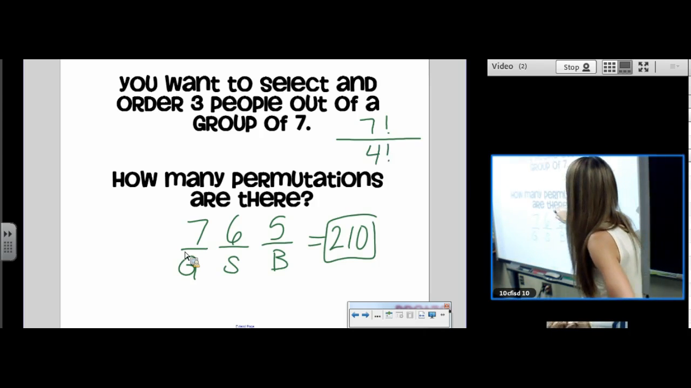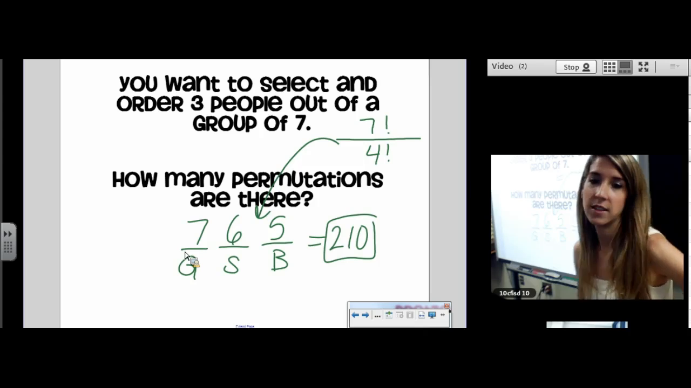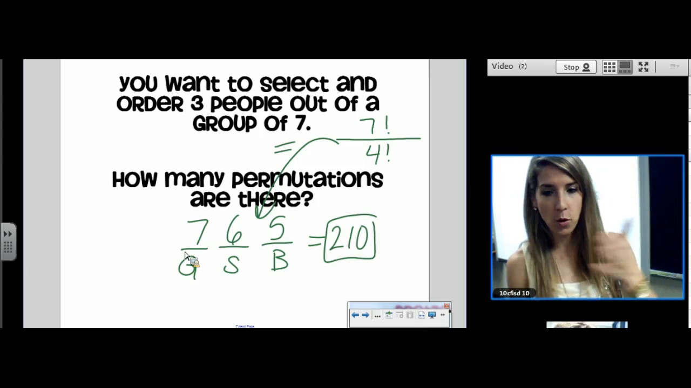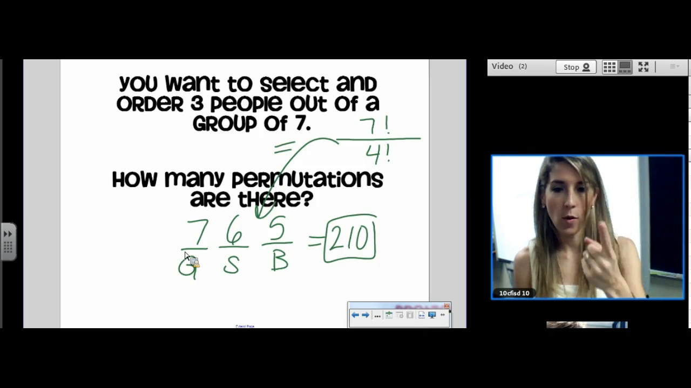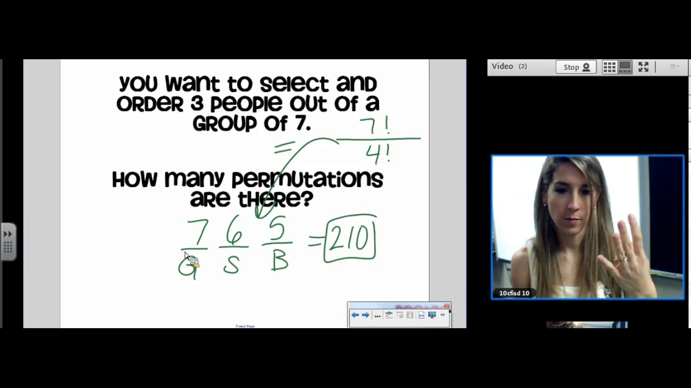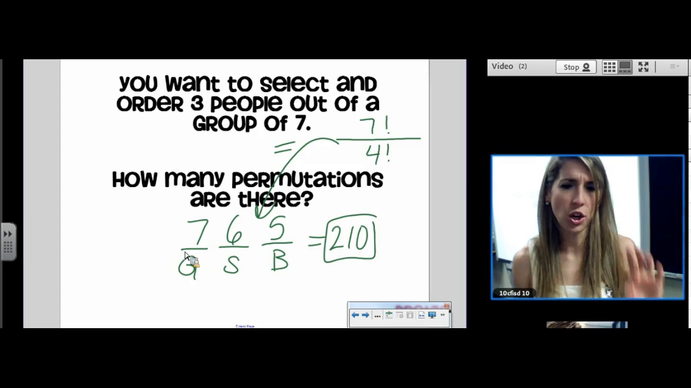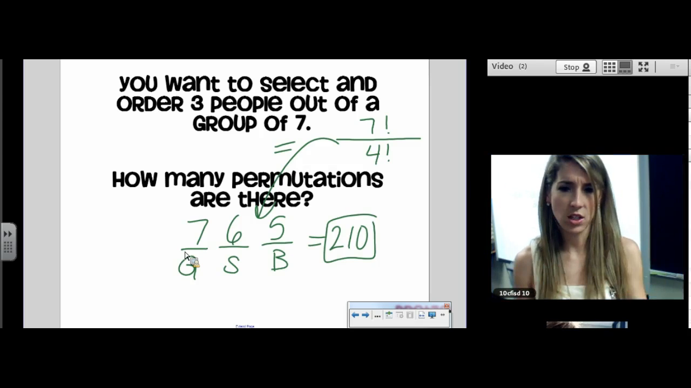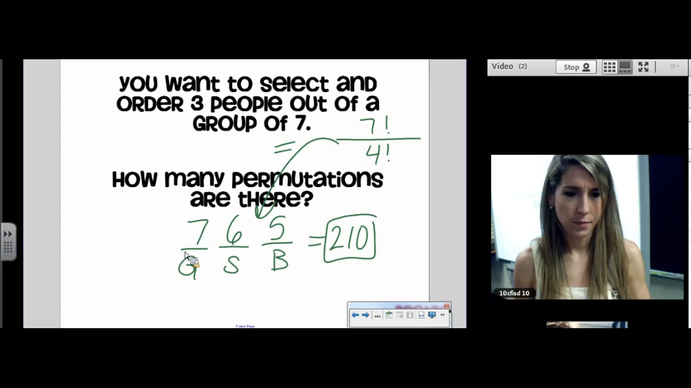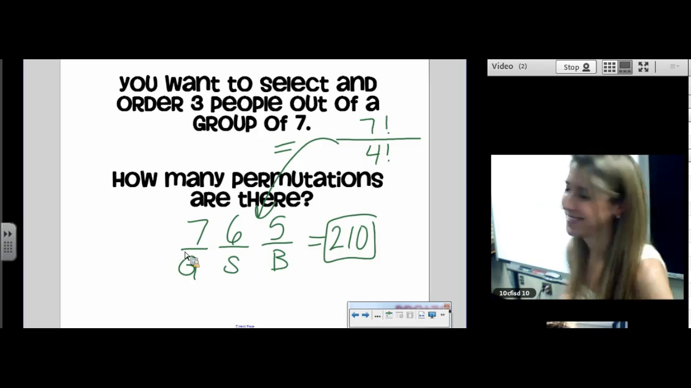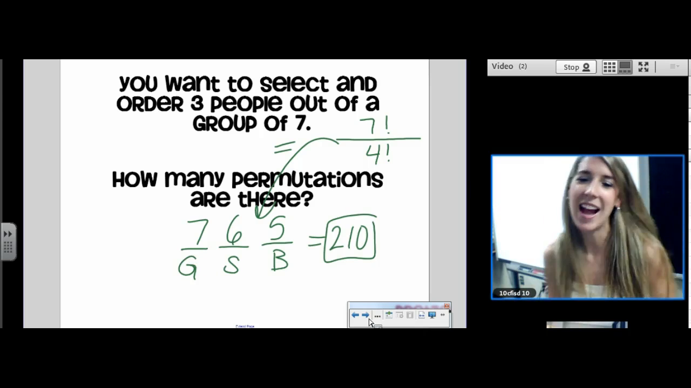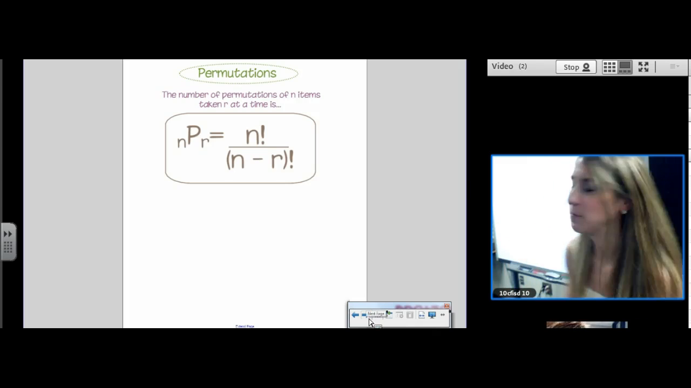Do you agree that this equals this? Because in 7 factorial over 4 factorial, what's going to cancel? 4, 3, 2, 1. What's going to be left? 7 times 6 times 5. Does that make sense how I can turn this problem into a factorial equation? I can't tell if people are excited or if they're just using factorial.